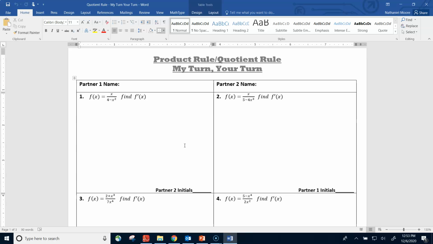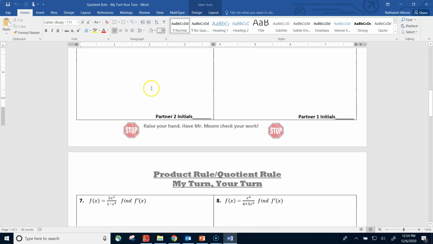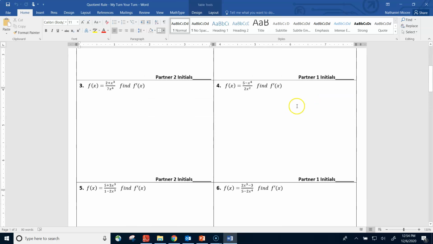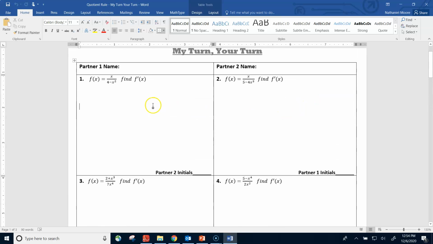How this is going to work is that we have partner 1 and partner 2. You're going to put both your names in either column. Partner 1 is responsible for all the problems on the left. Partner 2 is responsible for all the problems on the right. But there's a caveat to this.